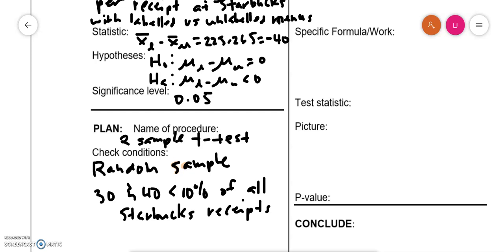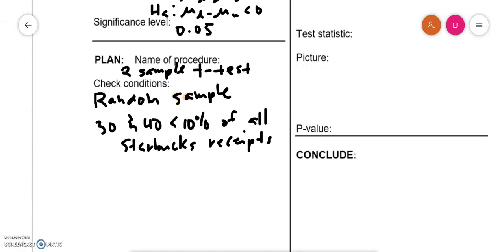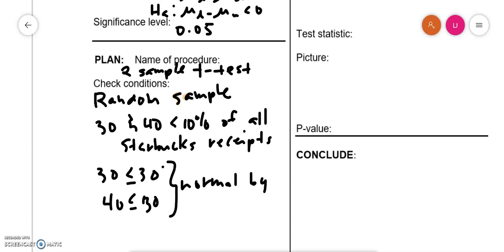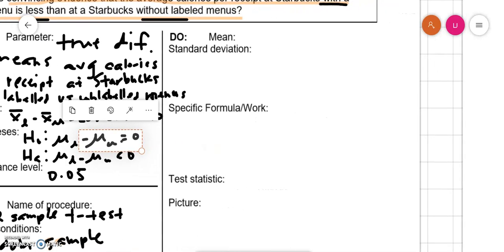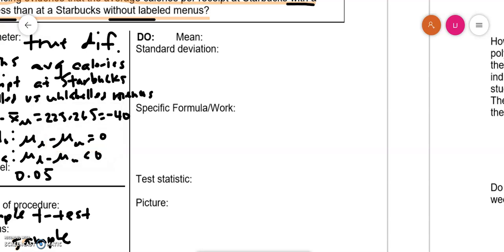All right, and then normality. Let's check for our favorite one, CLT. We have the numbers 30 and 40. Can we use CLT? Yes, we can. 30 is greater than or equal to 30, and 40 is greater than or equal to 30, so this is normal by CLT. And now we have our two options for our do corner over here. Remember, we can follow all of these, and if you want to, that's totally okay. I'm going to show both right here.